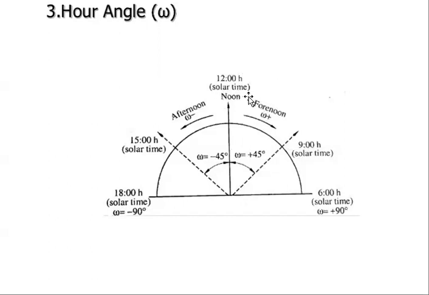So this is called as hour angle. Again I am saying the definition. We can define the hour angle as the angle representing the position of the sun with respect to clock hour and with reference to the sun's position at 12 noon. So with reference to this, we are saying the hour angle.